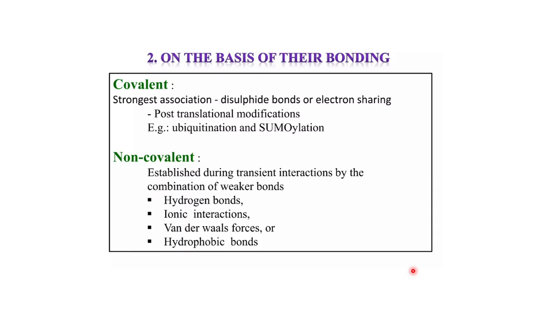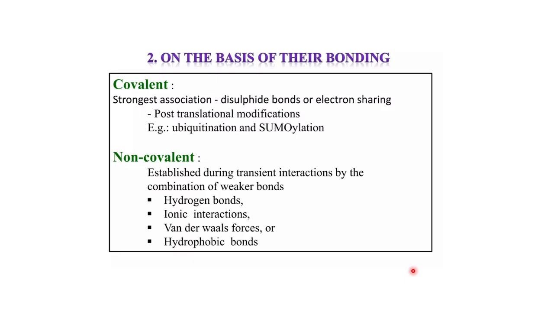Now, if you segregate them on the basis of their bonding, it can be covalent or non-covalent. Covalent is a stronger association, like there can be the disulfide bonds or the amide bond formation. So there is an electron sharing between the elements, and there is a bond formation like the disulfide bonds between two cysteine molecules. Apart from that, there can be post-translational modifications like ubiquitination, sumoylation. These are covalent interactions or affinity for one protein towards the other.